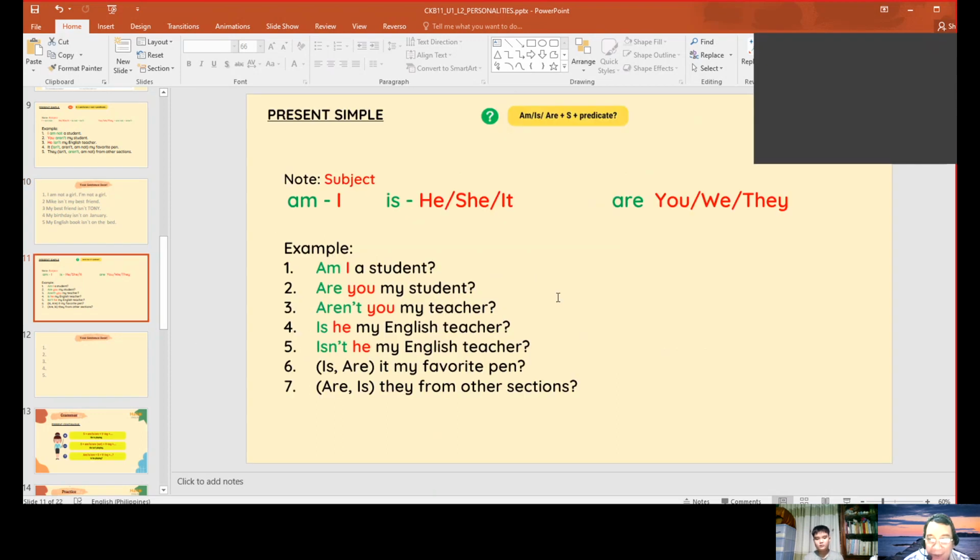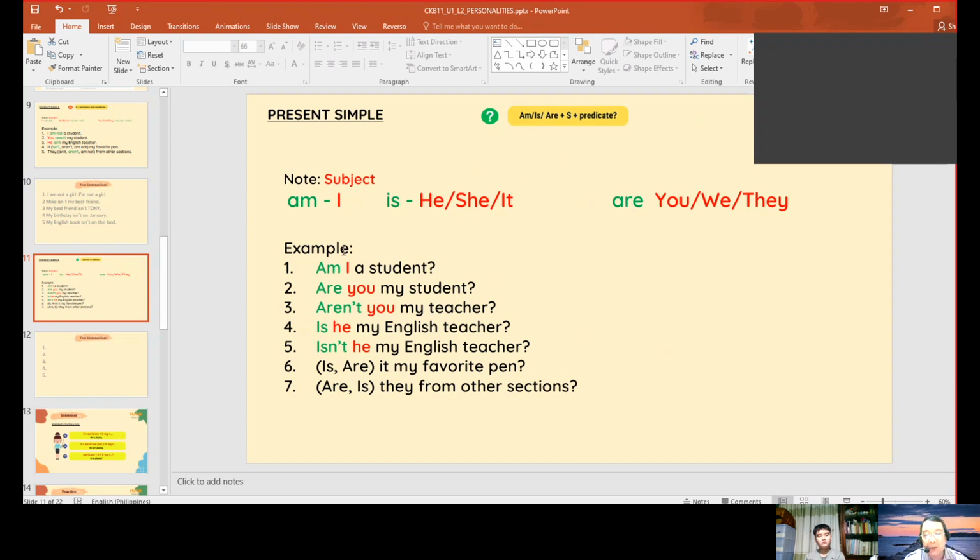Now, this time, we are going to study asking questions. In asking questions under the present simple, what is the structure? We have to use the to-be verbs am, is, are first, followed by a subject, followed by a predicate. That means we are going to exchange the position of the subject and the to-be verb.